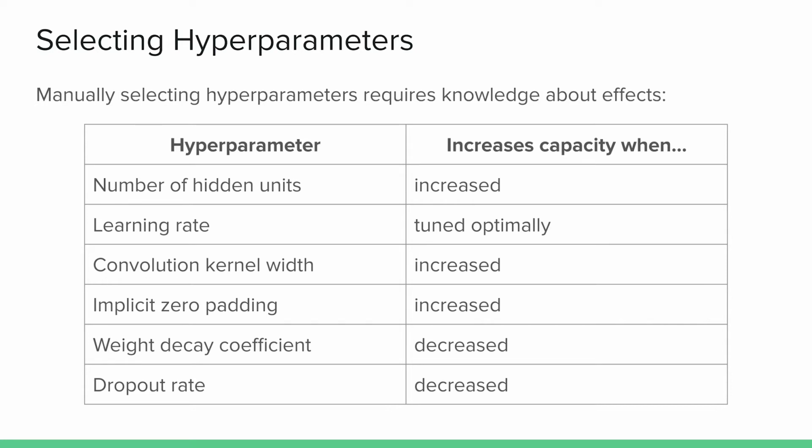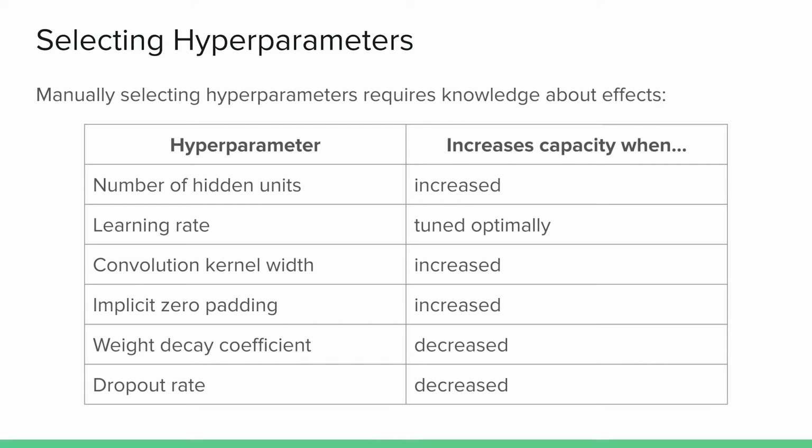And one would be the number of hidden units. If you increase the hidden units, you increase the effective capacity. If you want to have the ideal capacity, you should find that sweet spot of the learning rate that we've seen before. It shouldn't be too high, it shouldn't be too low, it should be at that optimal value.